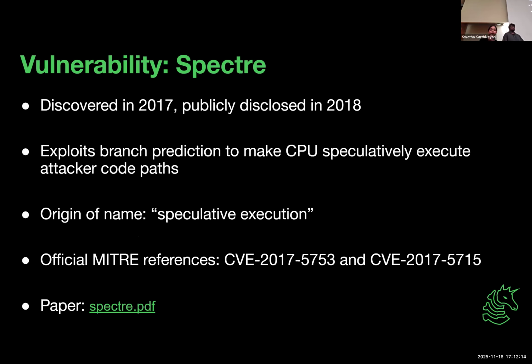Because of this branch prediction technique, there's a vulnerability that's introduced, which is called Spectre. Spectre was originally discovered in 2017, but it was publicly disclosed in 2018. The paper that's relevant to it is linked at the bottom of the slide if you want to read along. This paper was published in January of 2018. What Spectre does is exploit branch prediction to make the CPU speculatively execute malicious code paths. The origin of the name Spectre comes from speculative execution. If you want to look more into this, the official MITRE references are given below.